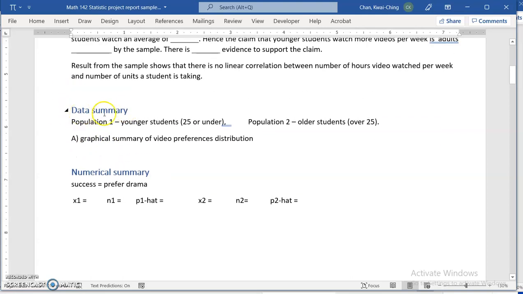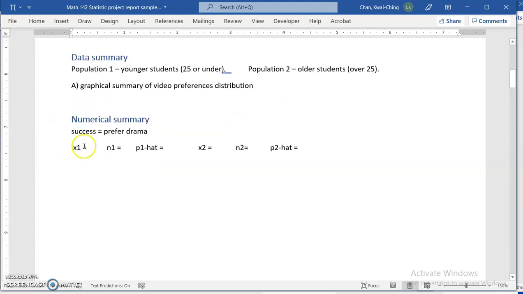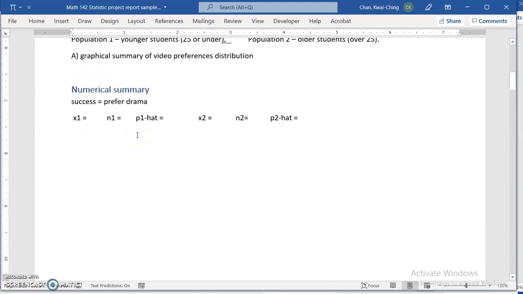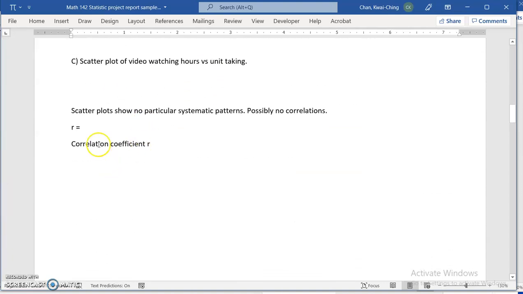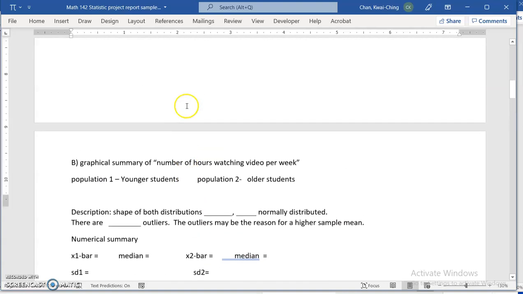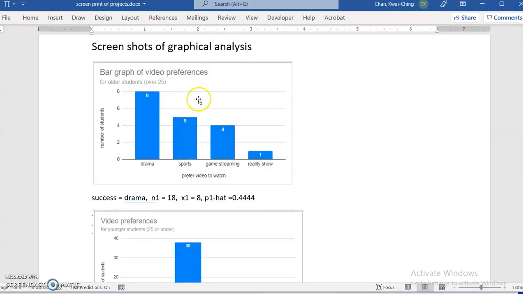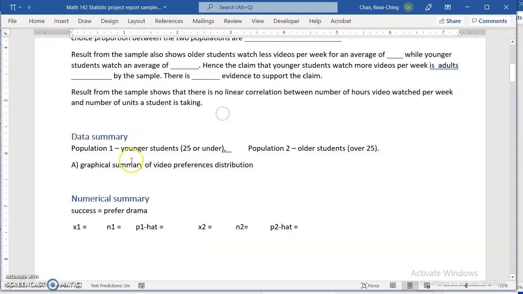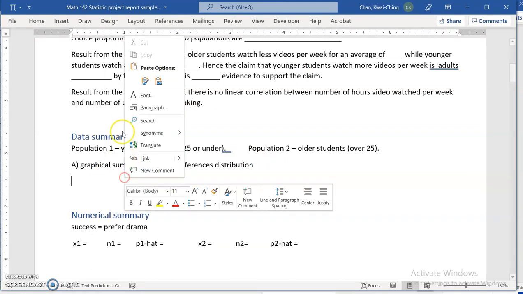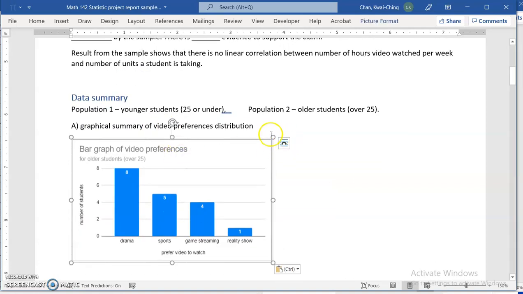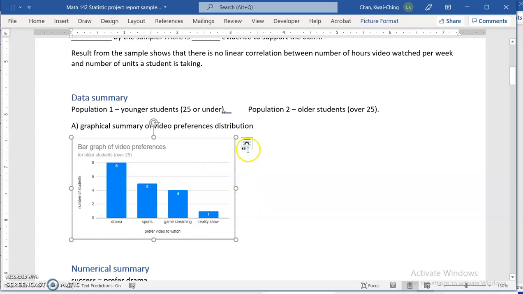So I write down population one, population two, and then I need to provide data summaries: two bar graphs, two histograms, and one scatter plot. Some students want to do two scatter plots, one for each population. That's fine, but I just did one. So I'm just going to put those screenshots in here in my report. So this is the graphical summary of video preference distribution. I like to do them side by side.